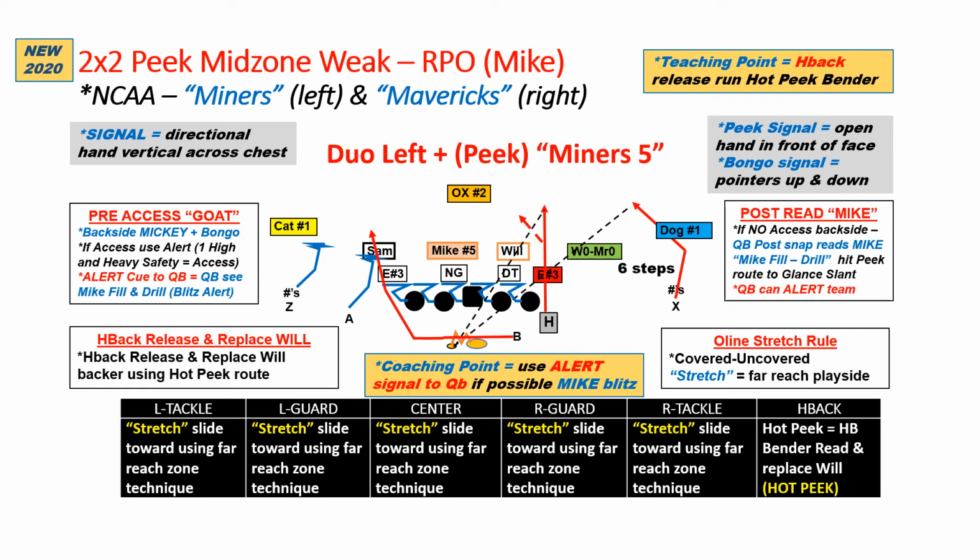You can do a mid-zone peek where we run this away from the H, and now we just add the peek signal of an open hand in front of the face. That tells the H to go ahead and release, running a hot bender route versus blocking that defensive end. You want to be careful. You need to have an athletic and maybe a little more experienced quarterback, because you have nobody blocking that defensive end, and he's still going to read this Mike and Will backer. So this is a more advanced version, but it's a great way to change up your tendency of the H being involved in the blocking and free release him.